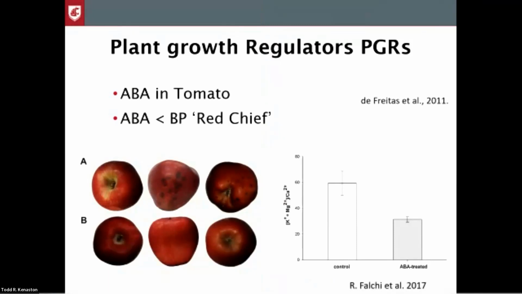Okay, so this is another PGR, and this is thinking about the later stage to prevent stress. These authors, Freitas, also from Brazil, the same group, showed that in Red Chief, a variety susceptible to bitter pit, they reduced it with the application of ABA later in the season. We are copying this too. We are trying to evaluate this later application of ABA in Honeycrisp to see if we can reduce the levels of bitter pit. And in this case, they also show the increase in the ratio of potassium to magnesium in the control compared to the ABA treated.